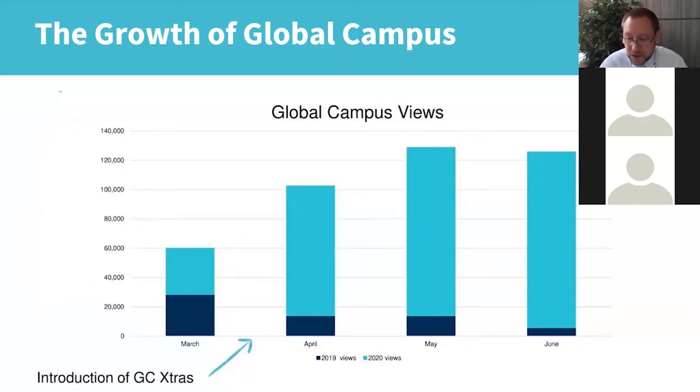So at that time, Global Campus offered challenges and activities for students between the ages of 8 and 16. And many families in the Nord Anglia community asked for challenges and activities for the younger students and older students. And so Global Campus Extras was born.